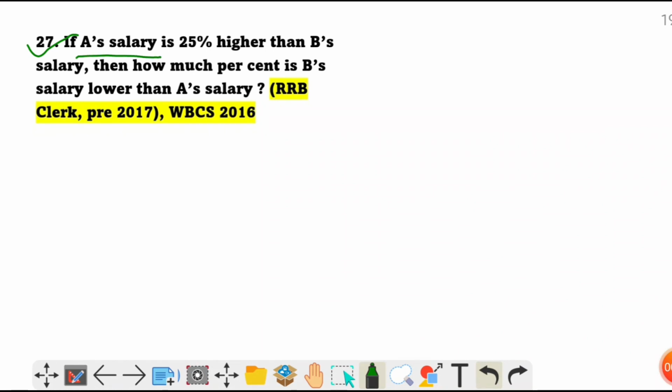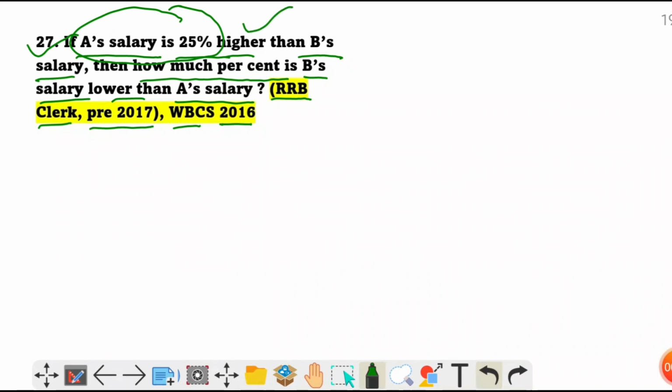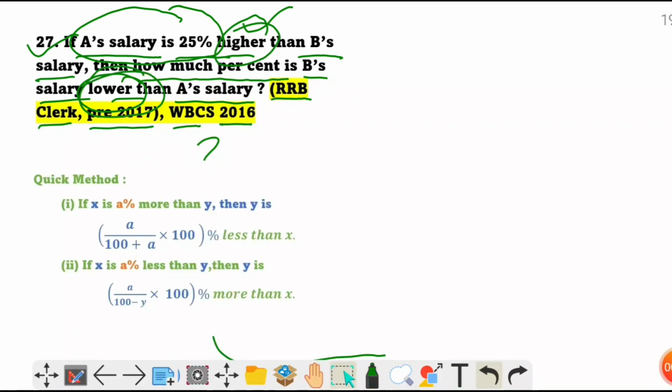Next, if A's salary is 25% higher than B's salary, then how much percent is B's salary lower than A's salary? This question was asked in RRB Clerk Prelims 2017 and WBCS 2016. We have already solved this type of question where something is higher and we have to find the value in lower. So do you remember the formula? This formula we have already used.